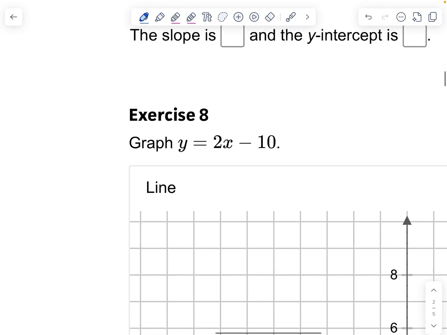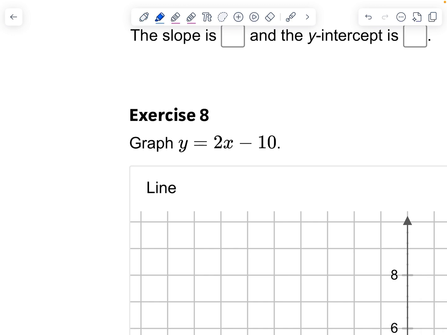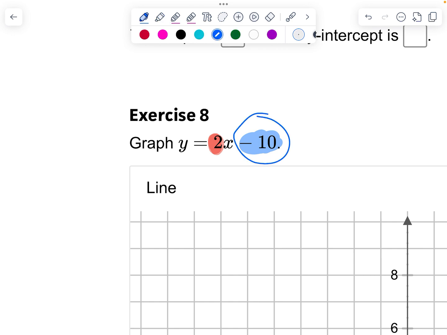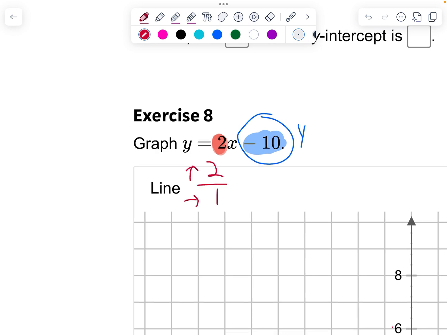All right, for this one, you're just going to graph it. Your slope is the 2, and your y-intercept is the -10. Your y-intercept is your starting point right there. Start at -10 on the y-axis, okay? And then your slope tells you where to go. So 2 is the same as 2 over 1. That tells you go up 2 from your starting point and go to the right 1. Okay? I'll let you do that on your own.